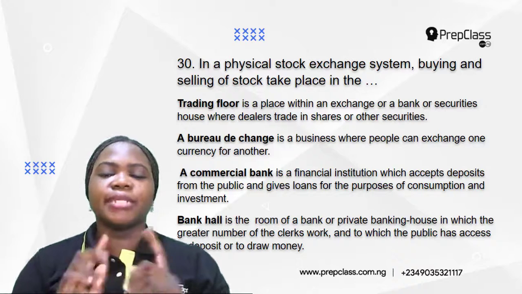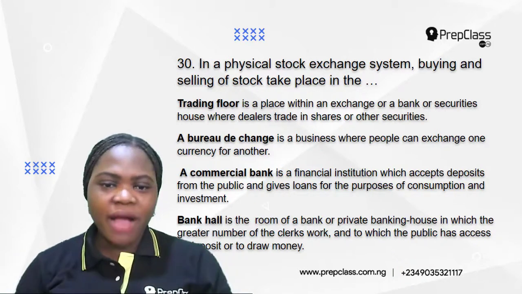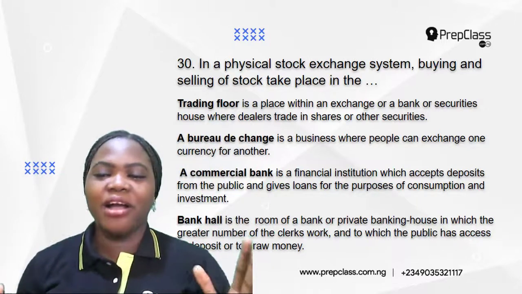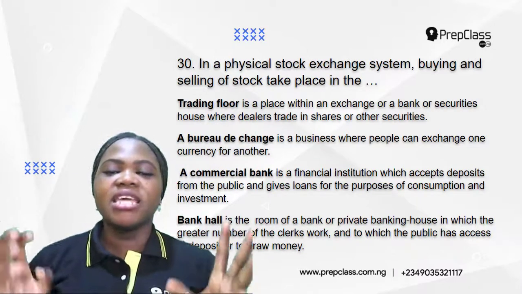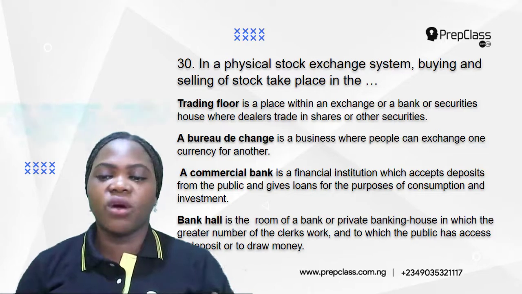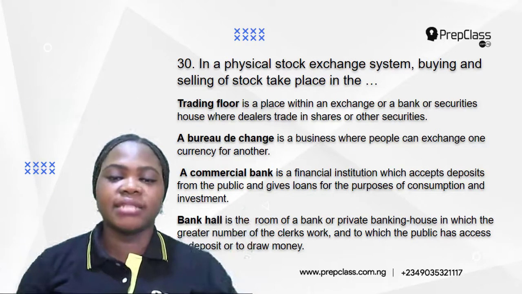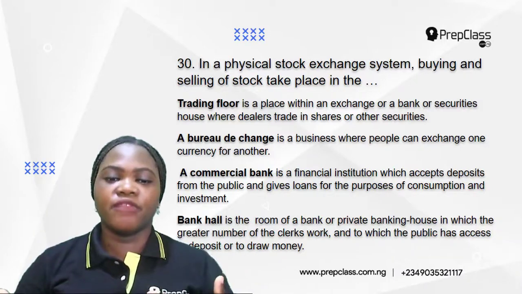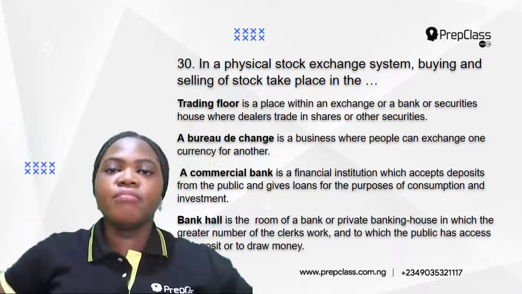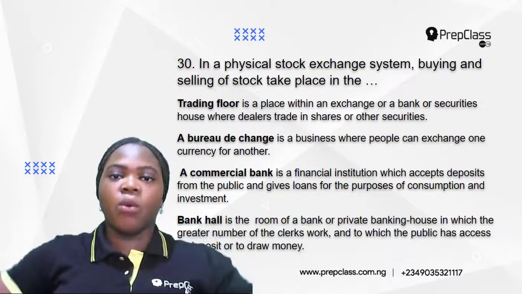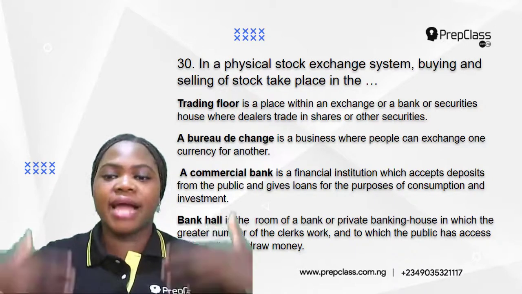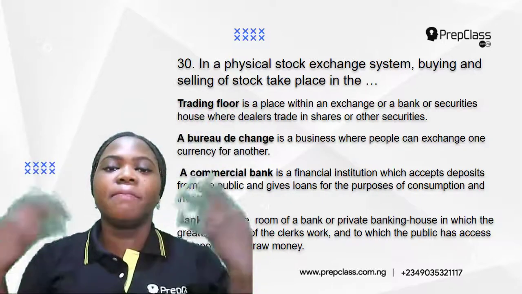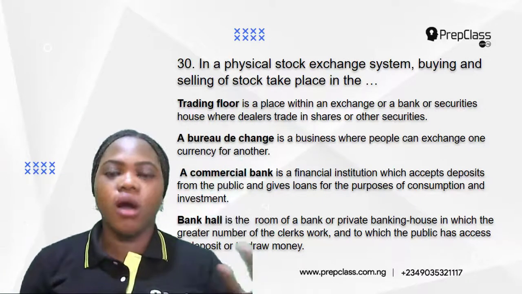Okay, the last option there is bank hall. So bank hall is inside a bank, right? So it is the room of a bank or a private banking house in which the greater number of the clerks work and to which the public has access to deposit or to draw money. So if you've been to a commercial bank before, there is a room there where you will see most of their workers, and this is where you can make deposits or withdraw money. So that room is called the bank hall or the banking hall.